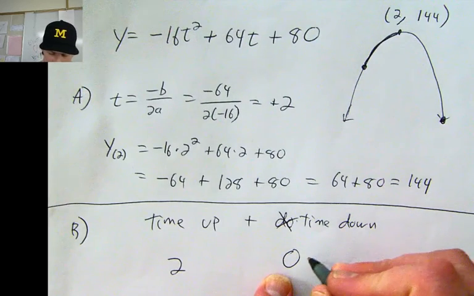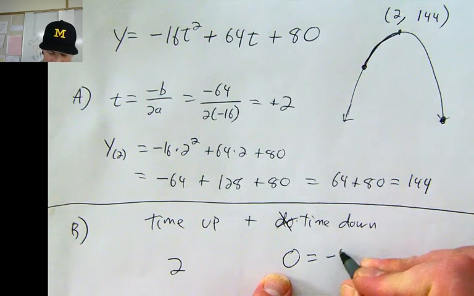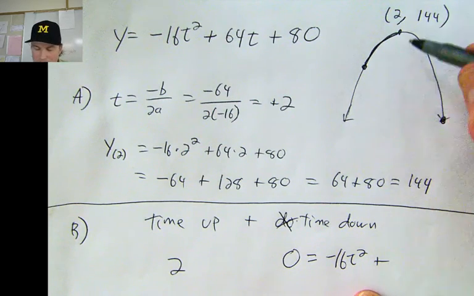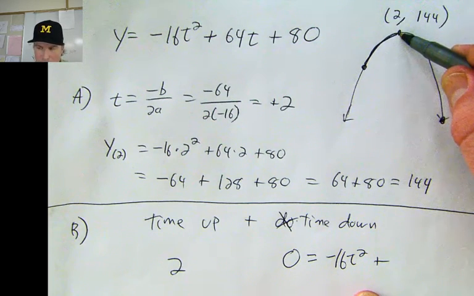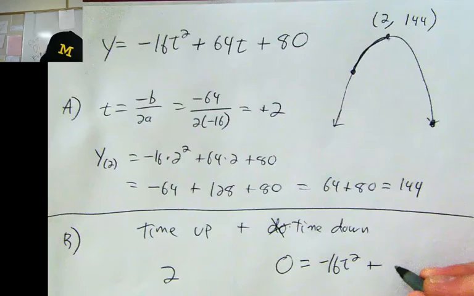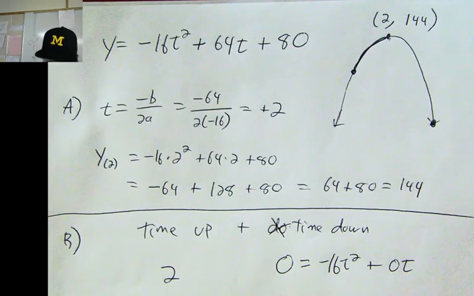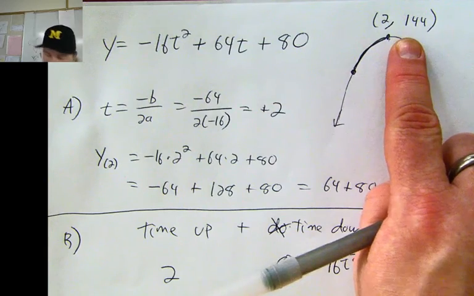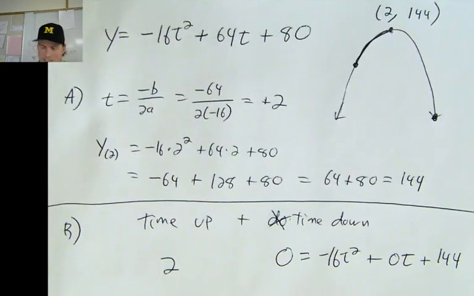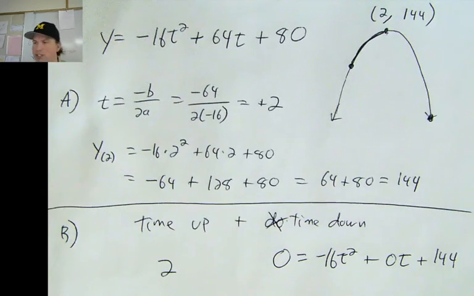So 0 equals negative 16t squared plus, at the top of this parabola, the object would just stop for a second. It wouldn't be going up, it wouldn't be going down, it would stop at that moment. So it's a 0 velocity, so 0t plus at this specific time you're 144 feet above the ground. So I have negative 16t squared plus 0t plus 144.